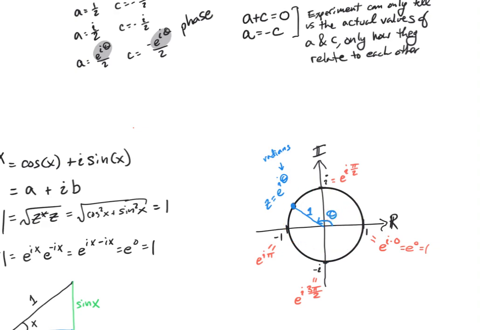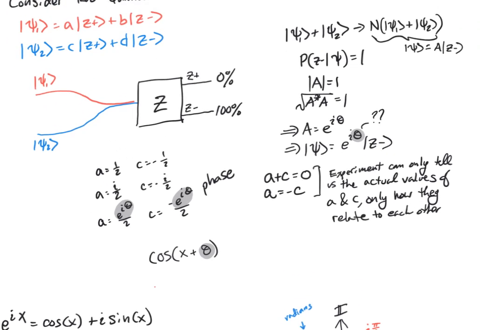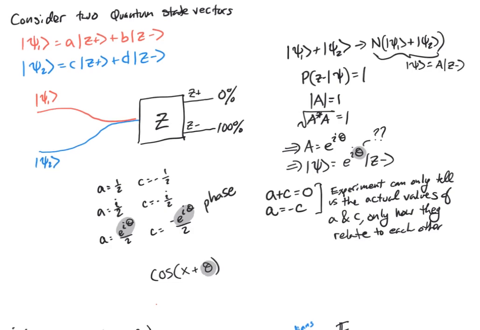We use it in trig functions. We say the phase of a trig function, for example, would be cosine of x plus theta. This shifts our trig function by some amount depending on the phase that we add here. So this lets us sort of quantify an ambiguity that is fundamental to the nature of quantum mechanics.